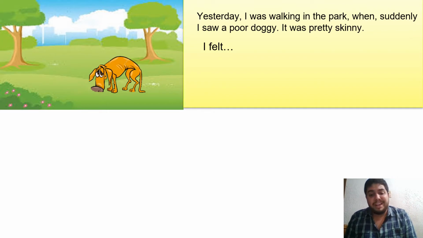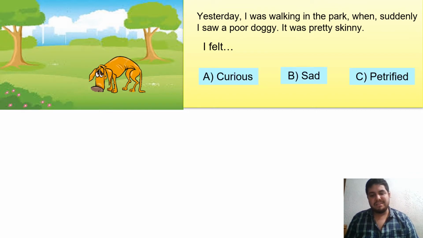It was pretty skinny. So, what do you think would be your reaction when you see an image or a situation like this? I felt A. Curious, B. Sad, or C. Petrified. Imagine you're just walking in the park when suddenly you see this poor animal.